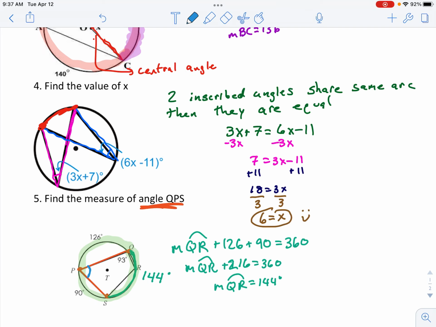Okay, well I need this right here. It's an inscribed angle. It's half its intercepted arc. So we just divide by 2. So I can say the measure of angle QPS is equal to 144 divided by 2, also known as 72 degrees.